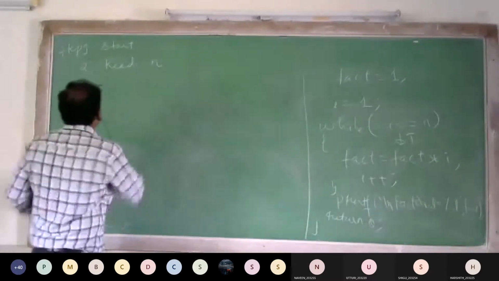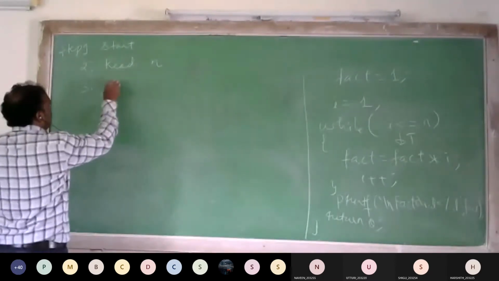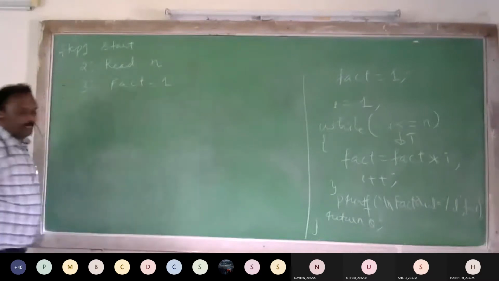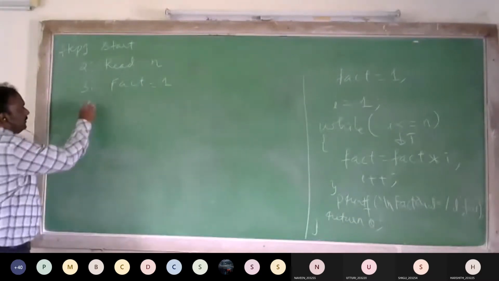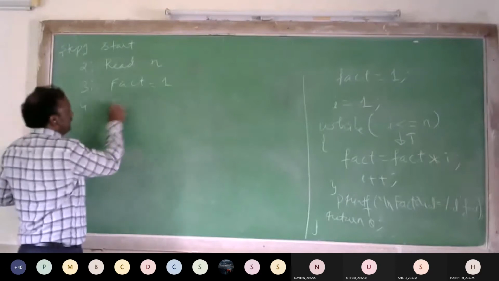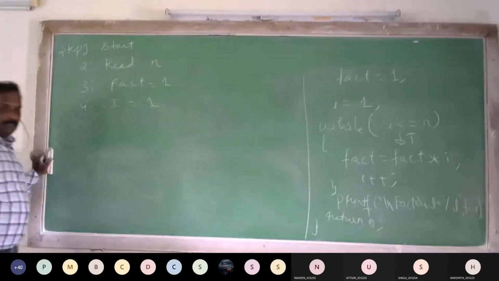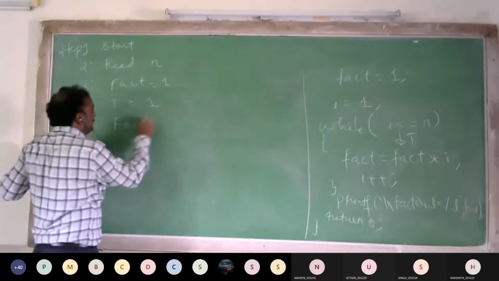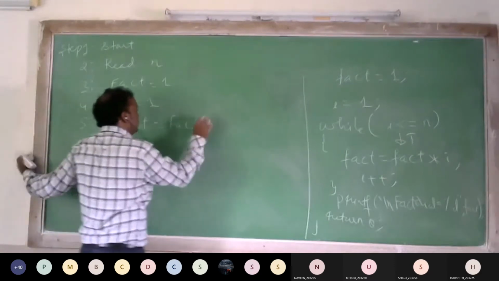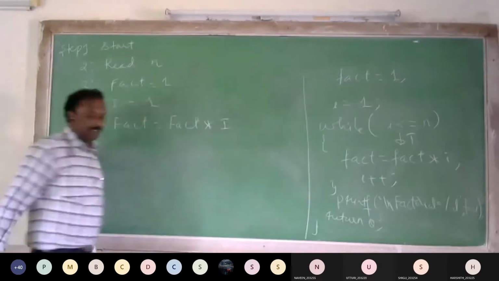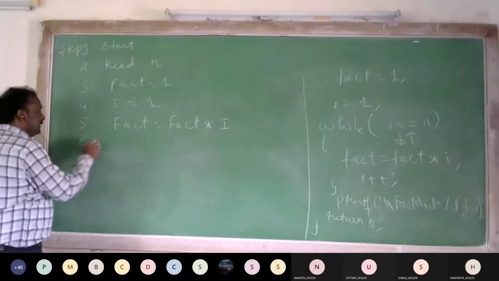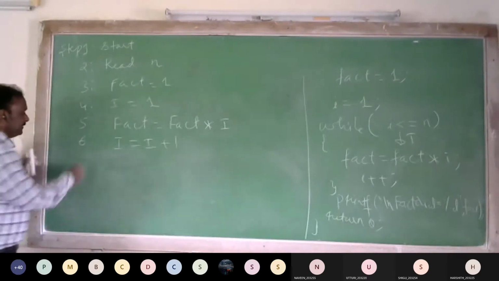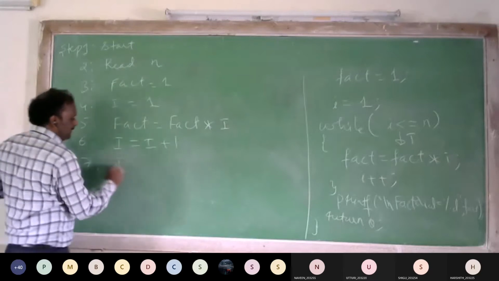Now read n. So I have taken the initial value of factorial as 1. Now what is the fourth step? What is the starting value? Starting value I have taken as 1. Now what I have done? Fact is equal to fact into I. Then I have incremented the value. I is equal to I plus 1. Then I have tested the condition.